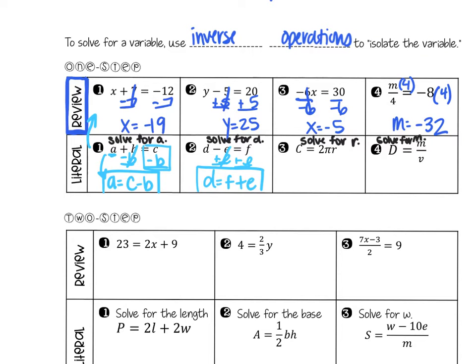So what you want to do is divide by anything you don't want over here with R. So in this case, it'd be divide by 2 and pi. And if you divide something by itself, it just cancels out because it would equal 1. So I canceled that. I'm left with R.